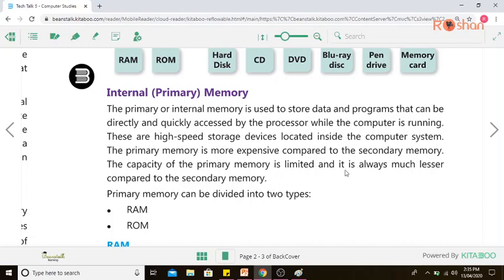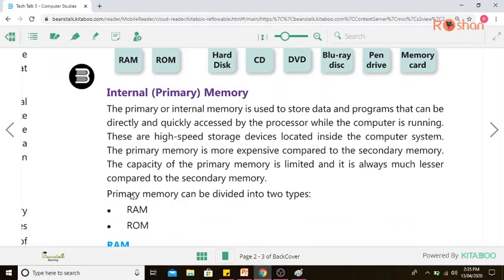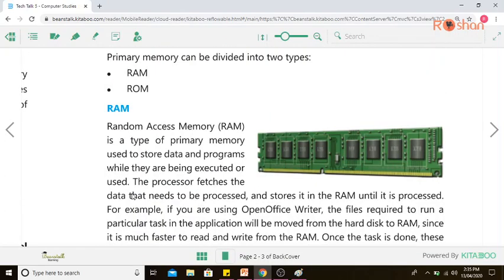So we can see the price of the primary memory is higher compared to the price of the secondary memory. Meaning, it's very small in size, but the price is high compared to the secondary memory. And it's very fast. Very fast means it accesses the data quickly. So that's why we can say it's very, very fast.